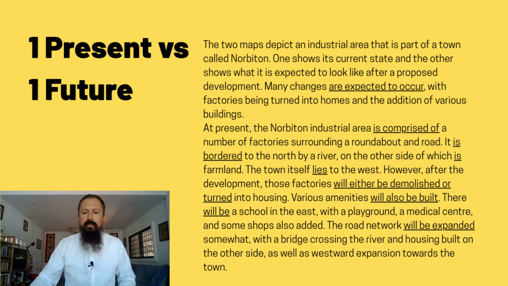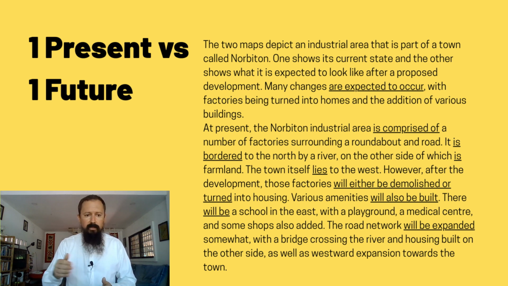Okay, here again, you can see my sample answer, and I've highlighted more of the verb tenses for you to see. So you can see I've written, many changes are expected to occur. So this phrase, are expected, or is expected to happen, shows that we don't really know, but it's very likely. It's a good way to talk about the future.